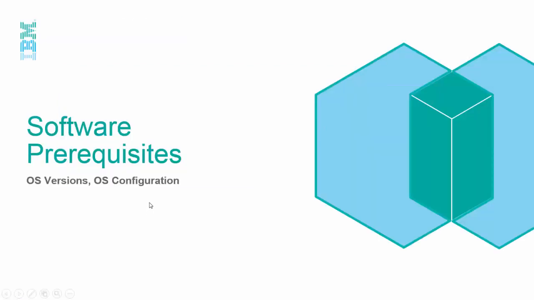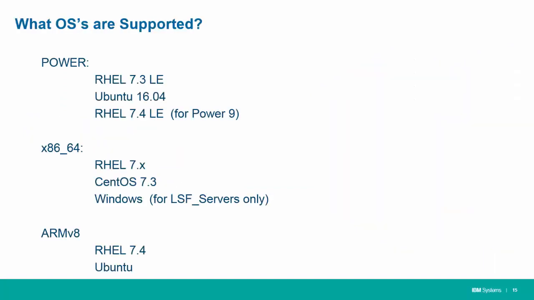Okay, let's talk about the software prerequisites. So what OSs are supported? If you're running on a PowerBox, this will work with RHEL 7.3 Little Endian and Ubuntu 16.04. If you happen to have access to a Power 9 box, you'll need to install RHEL 7.4 on that. For x86, we work with RHEL 7.x and CentOS 7.3. So we've tested CentOS 7.3, but other versions probably work anyway.